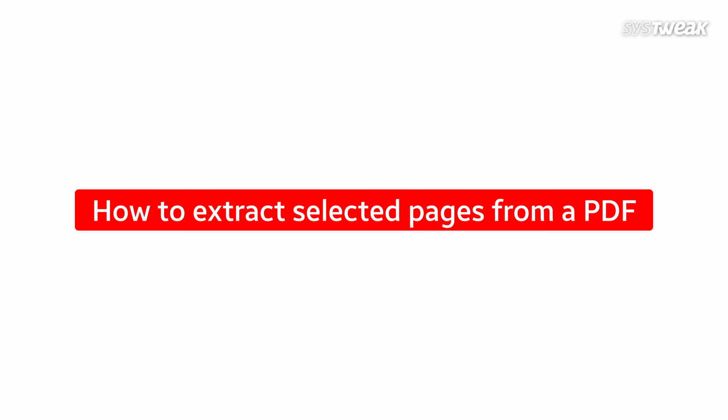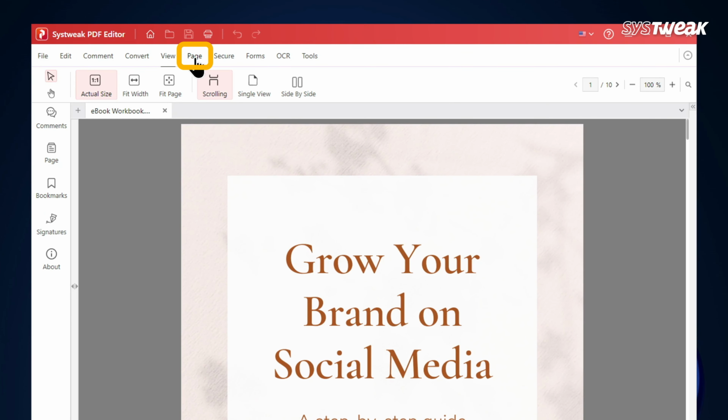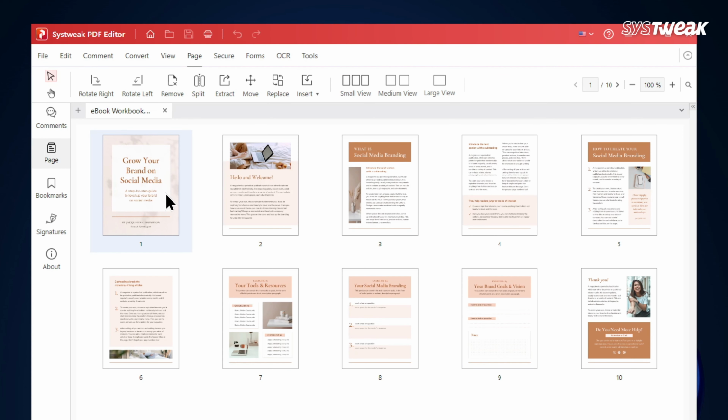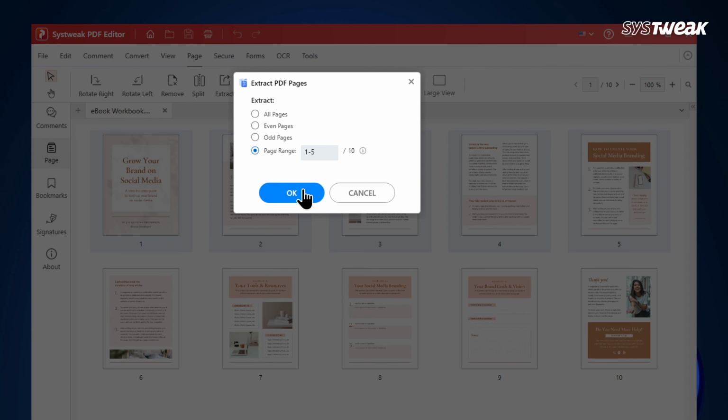Let's start by learning how to extract selected pages from a PDF. First, go to the top menu and click on Page. Now choose the pages you want to extract and make a new PDF. You can pick one page, many pages, or even a range of pages. After selecting, click on the Extract button here, then click OK.